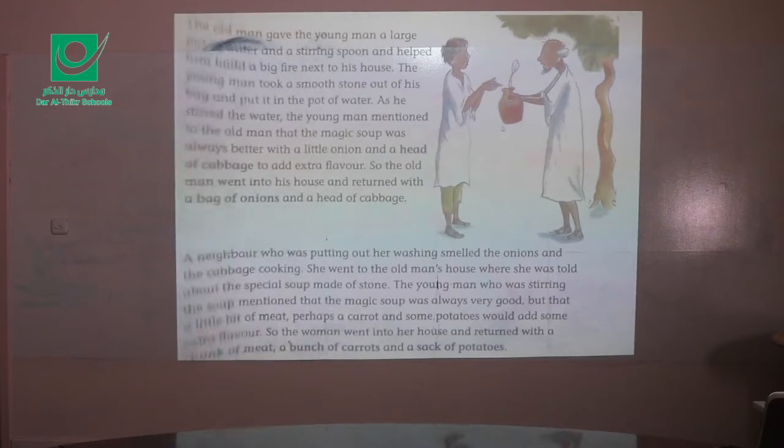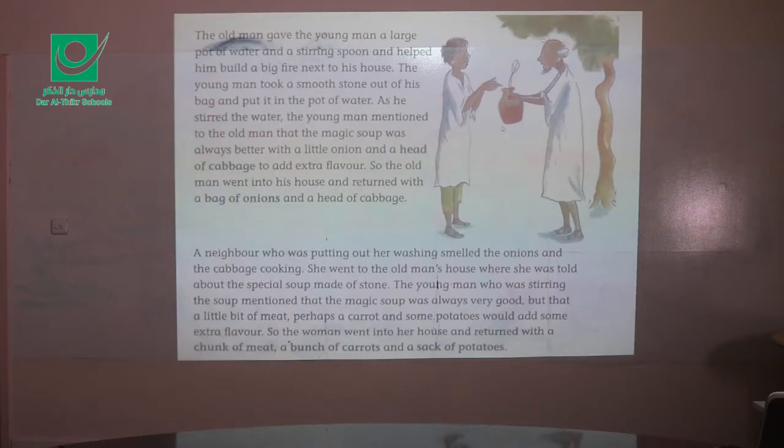The old man gave the young man a large pot of water and a stirring spoon and helped him build a big fire next to his house. The young man took a smooth stone out of his bag and put it in the pot of water. As he stirred the water, the young man mentioned to the old man that the magic soup was always better with a little onion and a head of cabbage to add extra flavour. So the old man went into his house and returned with a bag of onions and a head of cabbage.